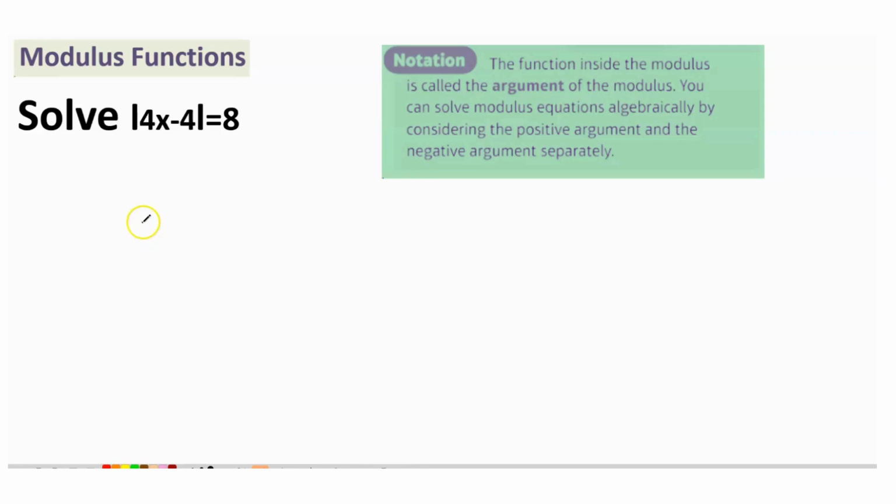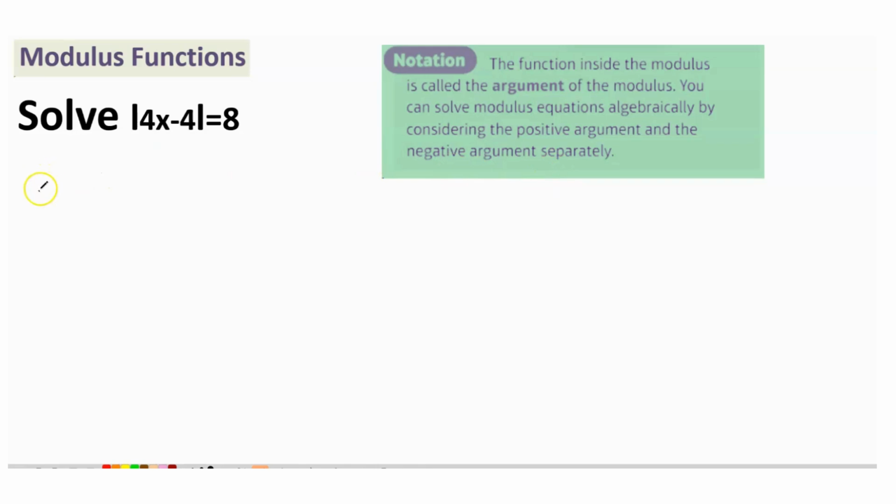In this video, you'll understand how to solve the modulus function algebraically and graphically. Here we have the modulus of 4x minus 4 equals 8. It's important to note that the function here, 4x minus 4 inside the modulus, is called the argument. And in order to solve it algebraically, we select the positive argument and also the negative argument separately.